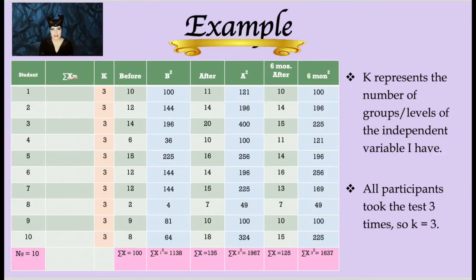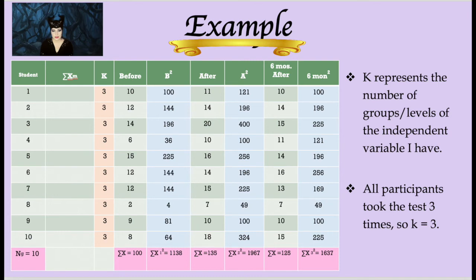Now, if we look at this column labeled K, K is a new column which we're going to have to add for the repeated measures design. K represents the number of groups or levels that the independent variable has. Because I have 3 different time periods, before, immediately after, and 6 months after, and all of the participants experienced each of those tests, each of those magic tests, I'm going to have 3s going straight down the line for all the 10 participants.